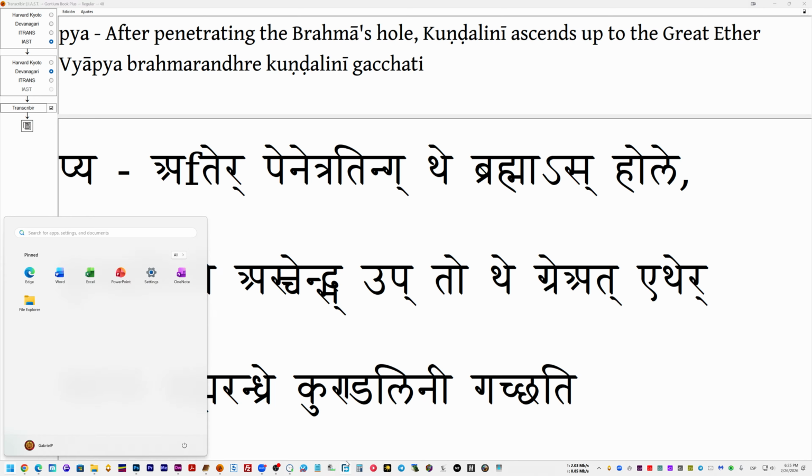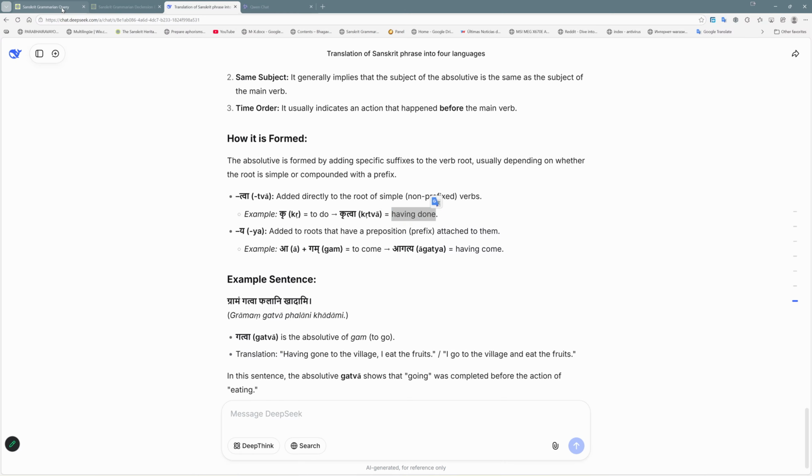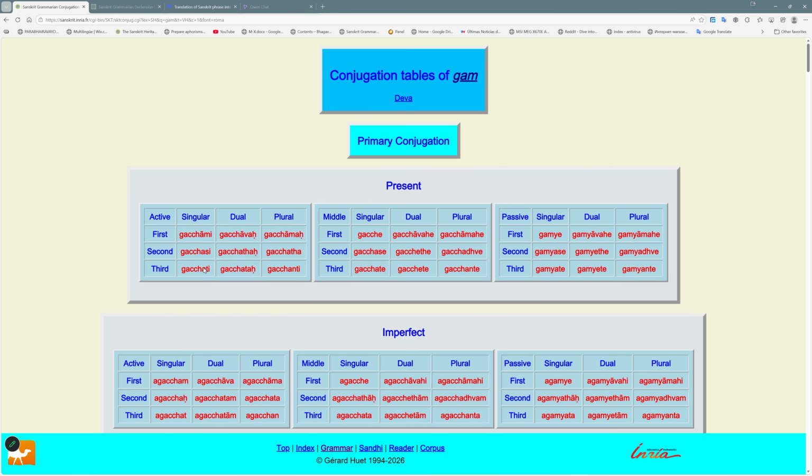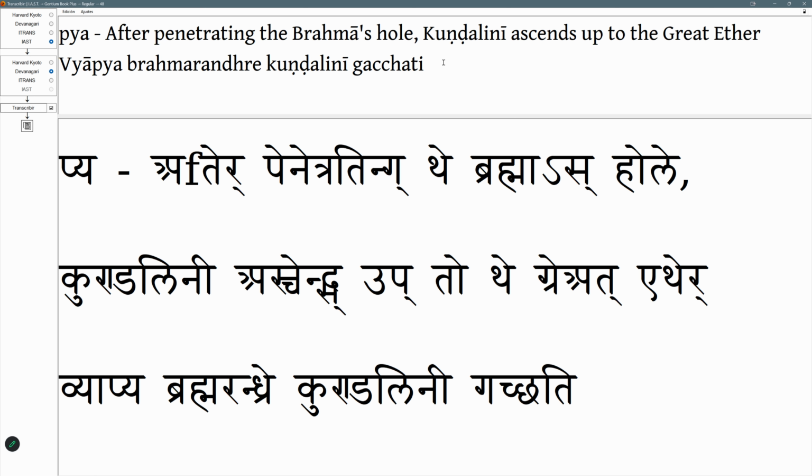You tell me, Guruji, that's an invention. No, it's not an invention. We go to this resource and we tell the root gam to go, conjugate gachati. She goes, he goes, it goes, gachati. Okay. Gachati, upward. How is upward? Urdhvam. Upward. Gachati, urdhvam. Up to.